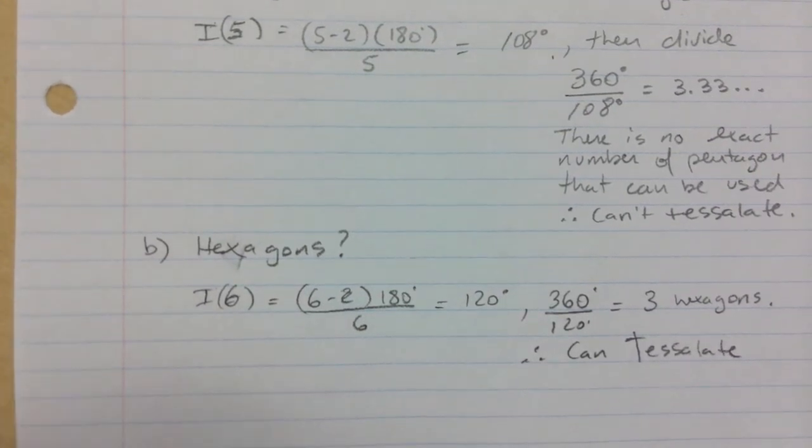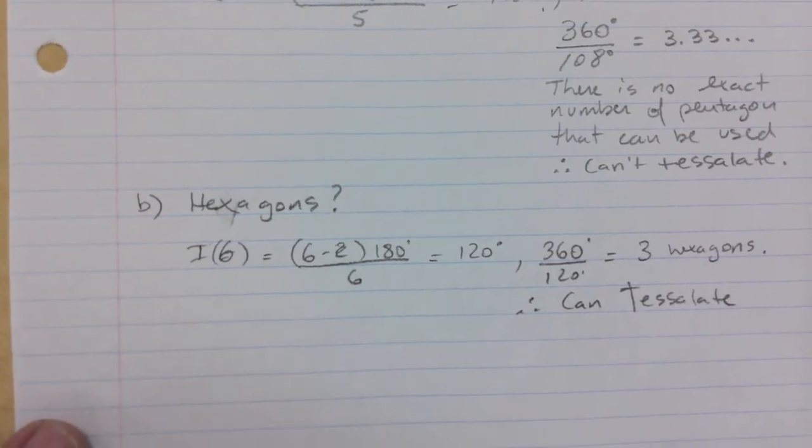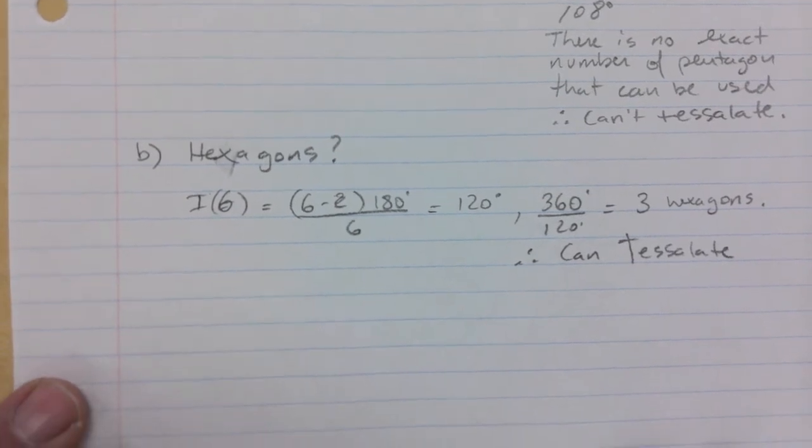And I could keep going. We could use heptagons, octagons, keep going. You just do the same thing over and over again. But what if I give you a combination?